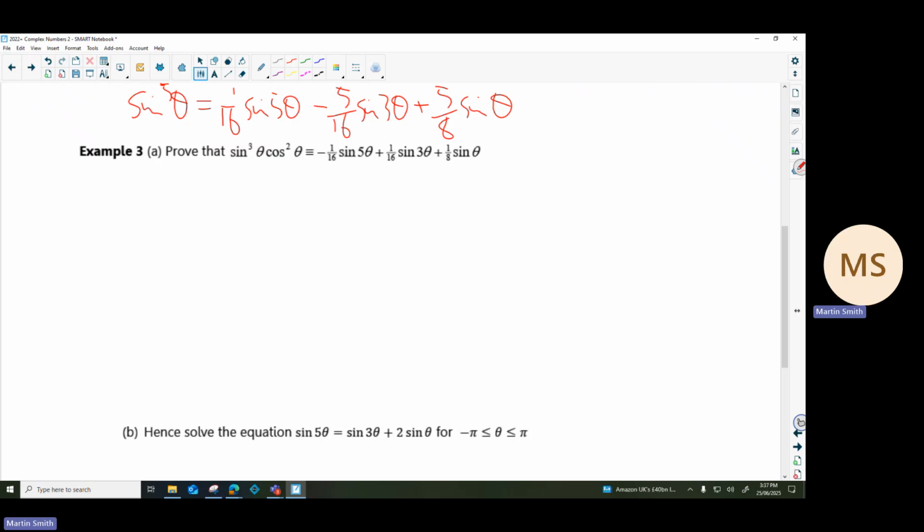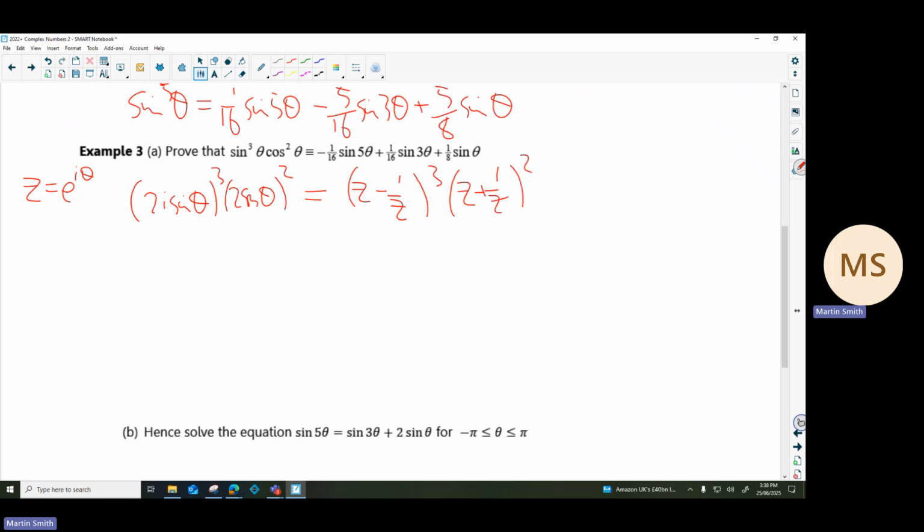So if I start with the left-hand side, again letting z equal e to the i theta, I need sine cubed theta. So I know that sine theta times 2i is equal to z minus 1 over z. And in a minute, I'm going to cube that. So I need to cube that. And I also know that 2 cos theta is equal to z plus 1 over z. And I'm going to square that. So I'm going to start with that expression there.